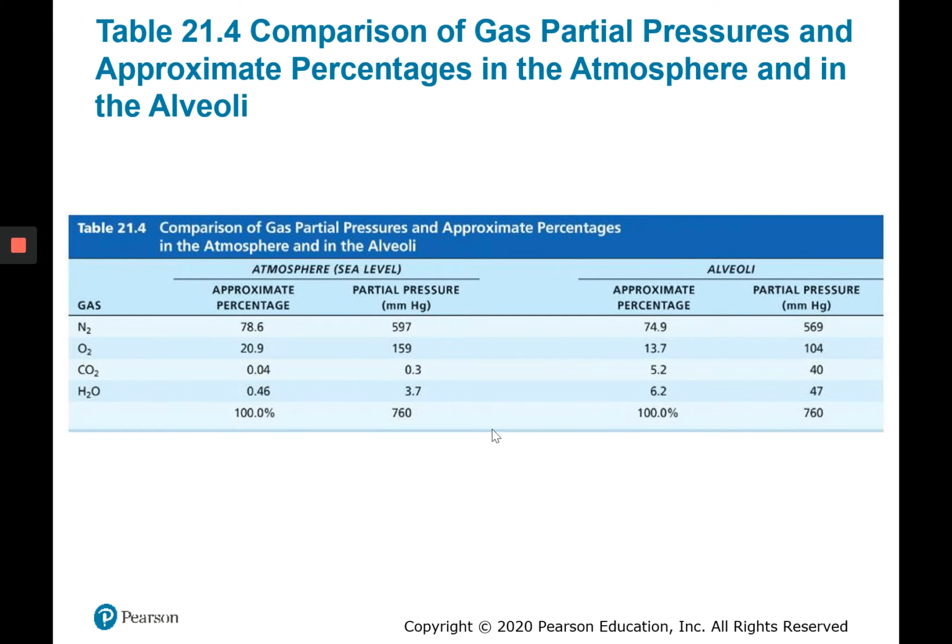We'll look at this in more detail in a later slide, but this chart is showing you that there is more carbon dioxide in the alveolus than in the atmosphere, and there is more water, specifically water vapor, in the alveolus than in the atmosphere.